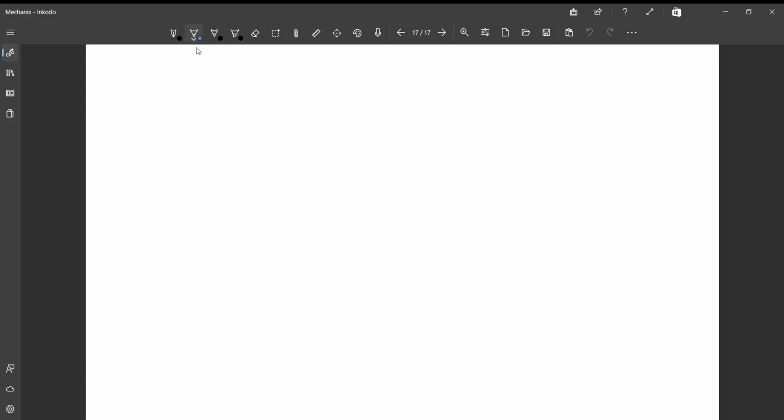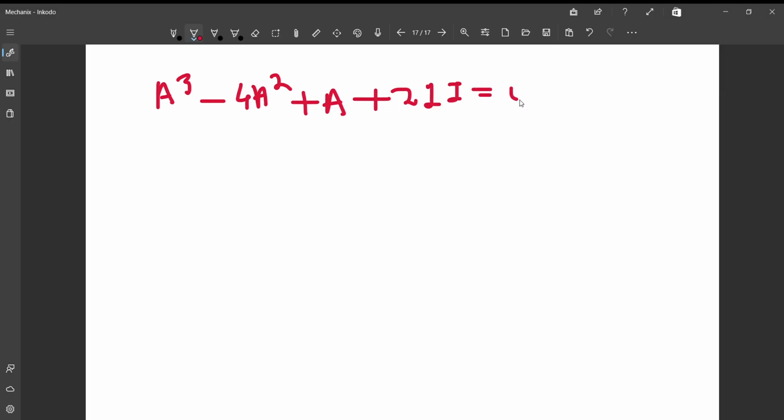To solve this equation, let's bring all the terms to one side. So what we get here is A cube minus 4A squared plus A plus 21I equals 0.